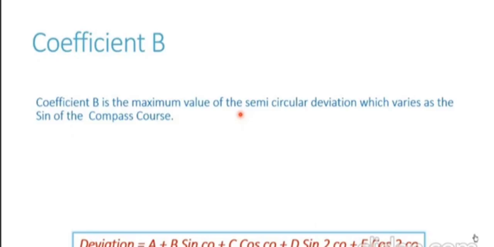It is known as a quadrantal deviation. So semicircular deviation means that for 180 degrees out of the total 360, it will have one particular name, either east or west, and for the remaining 180 degrees, the name is going to be the opposite.